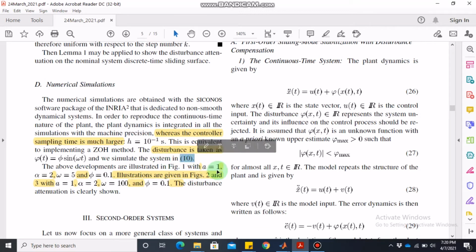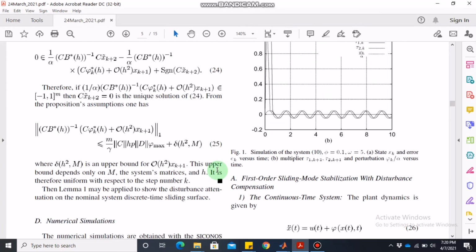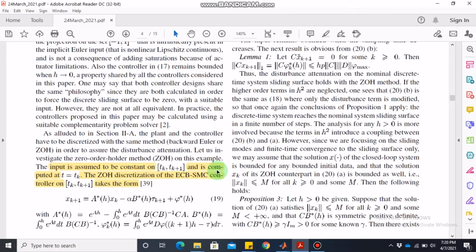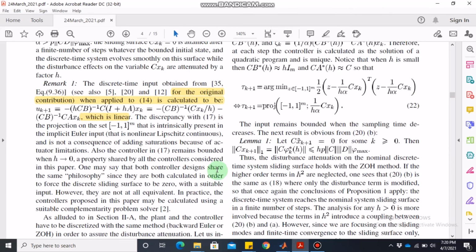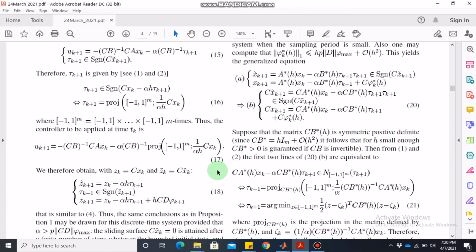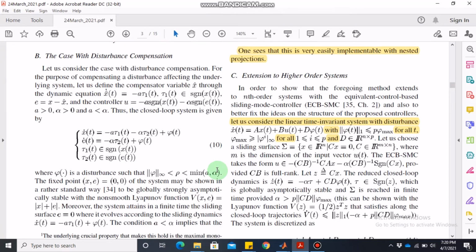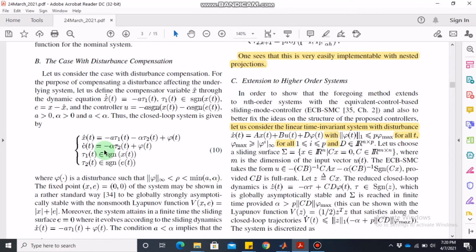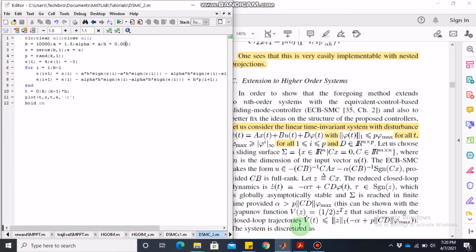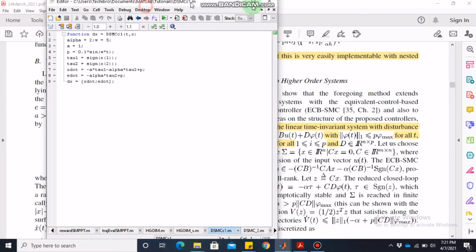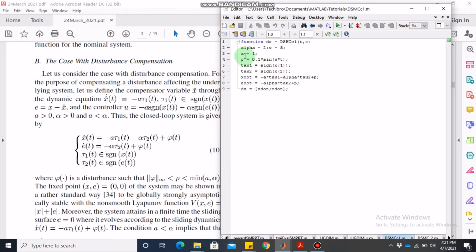So if you go to equation 10, the system in equation 10 is this one. This is almost the same one that we simulated in discrete time. This is the equation for this system. So you can see here that alpha is equal to 2, omega is equal to 5, a is equal to 1, phi is equal to 0.1 sine omega t.